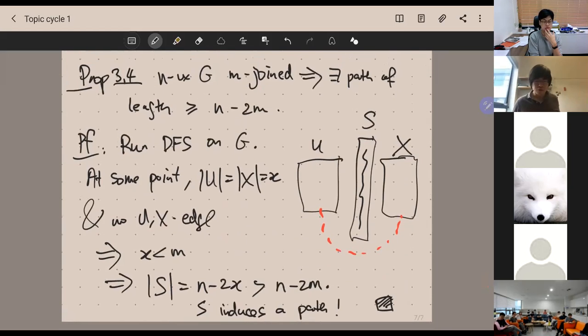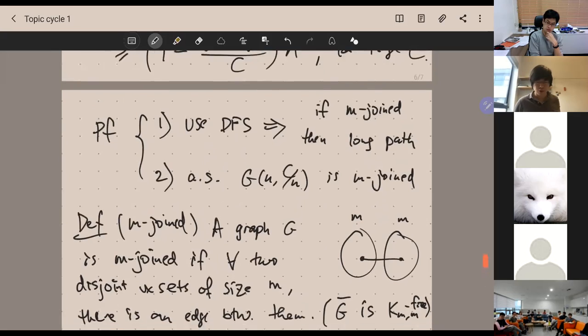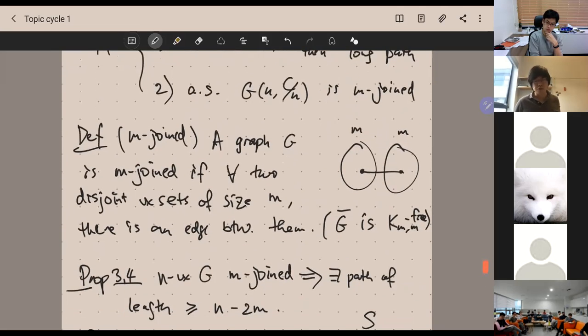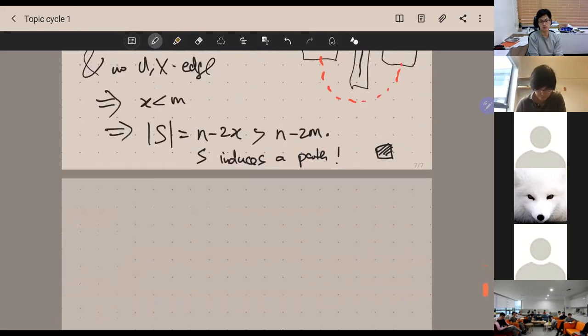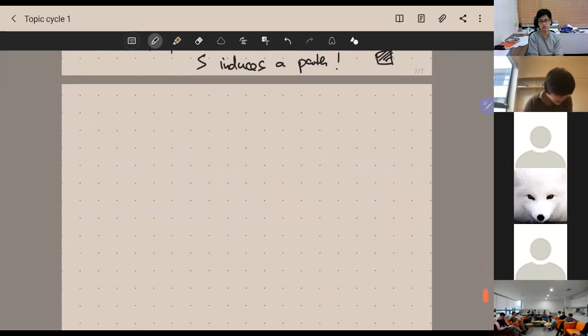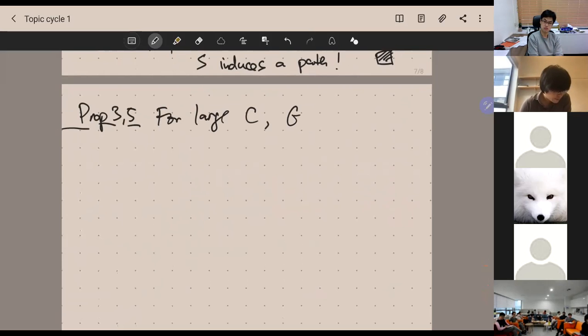So all that's left to do now to show that G(n,p) with p equal to constant over n contains the almost spanning path is to show that G(n,p), the second step that I described above, is M-joined for some small M. Then we can invoke Proposition 3.4 and we are done. So this is quite standard. I will do it rather quickly. Proposition 3.5, for large C, I do it for once and later on I'll leave it as an exercise.